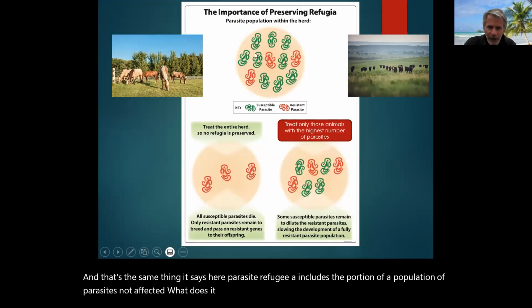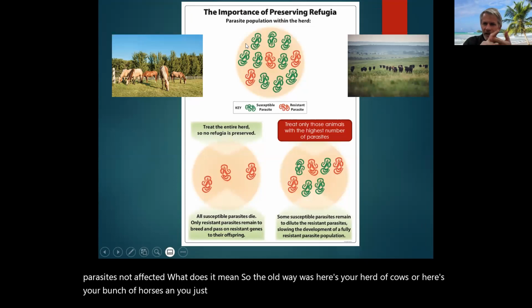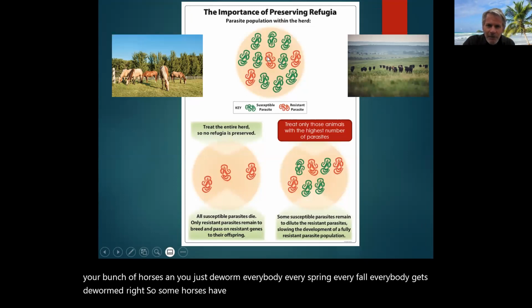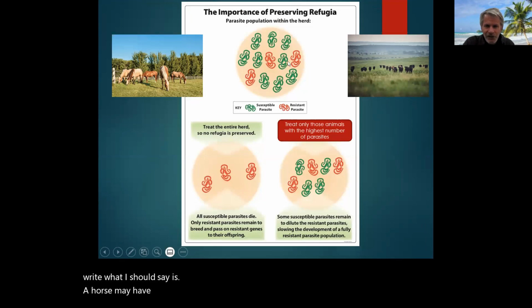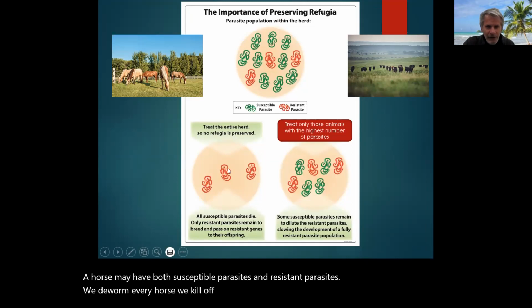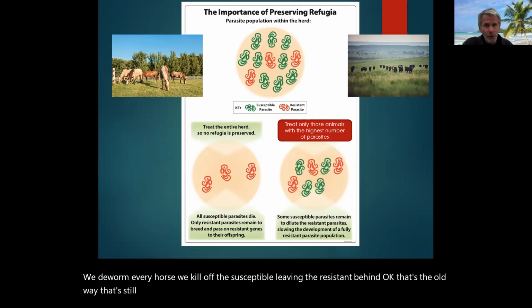So the old way was, here's your herd of cows, or here's your bunch of horses, and you just deworm everybody. Every spring, every fall, everybody gets dewormed, right? So some horses have susceptible parasites and some have resistant, or what I should say is a horse may have both susceptible parasites and resistant parasites. We deworm every horse, we kill off the susceptible, leaving the resistant behind. Okay, that's the old way. That's still the way that most people do it.